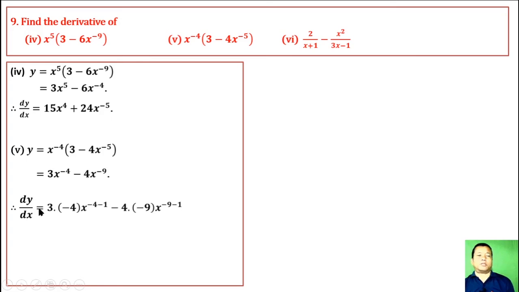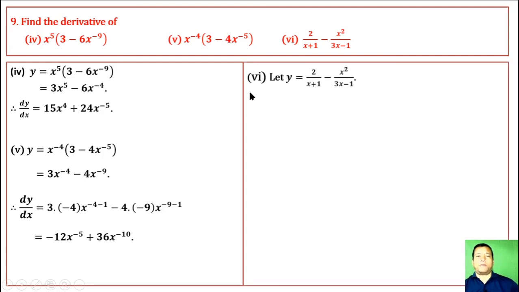Therefore, dy by dx is 3 times of minus 4 times of x to the power minus 4 minus 1. Minus 4 into minus 9 x power minus 9 subtract minus 1. We get minus 12 x power minus 15 for this plus 36 x power minus 10.